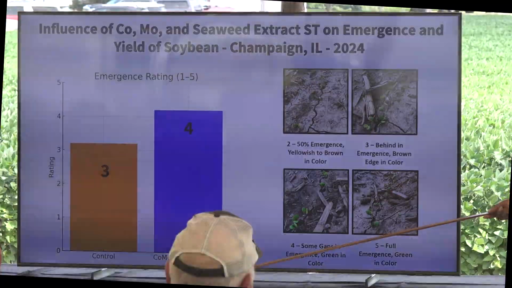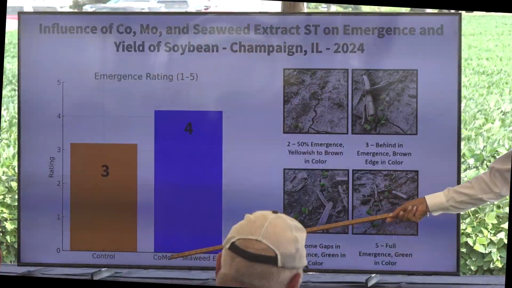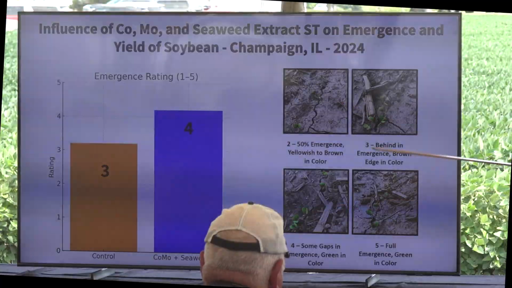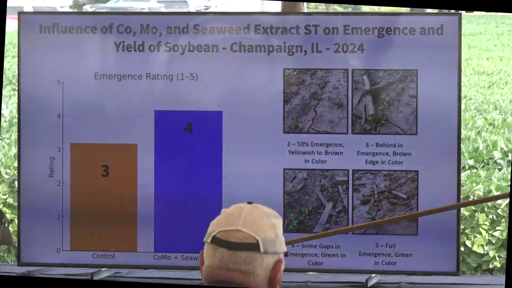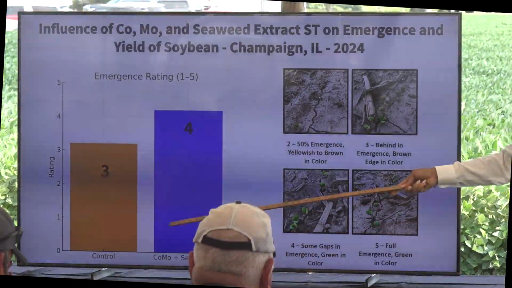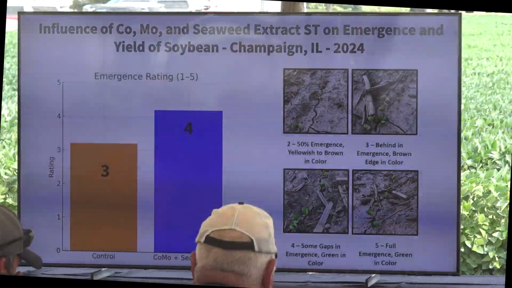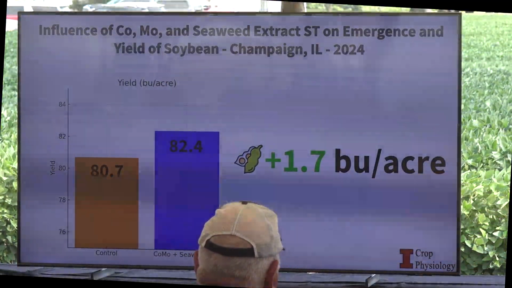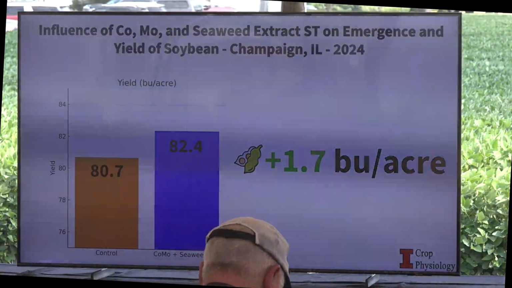And what we got here is that the seeds treated with cobalt, molybdenum, and seaweed showed a better visual seed emergence compared to the non-treated control. In terms of yield for that trial, we got an increase of 1.7 bushels per acre.